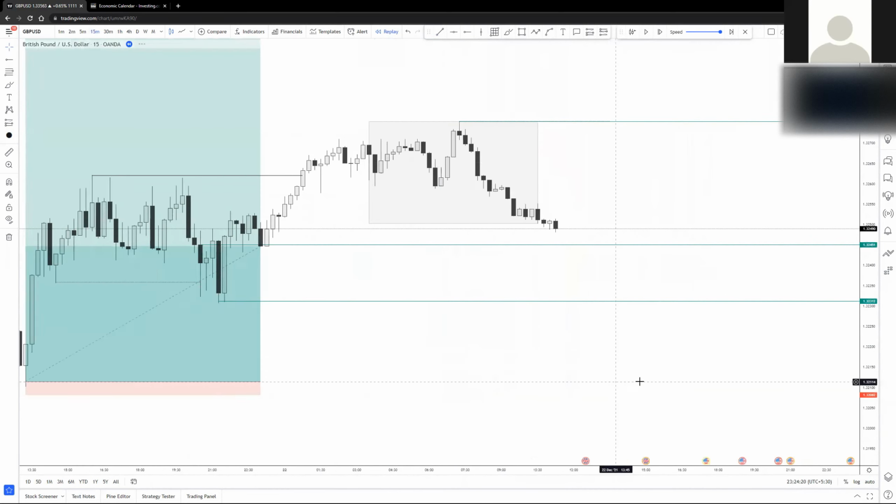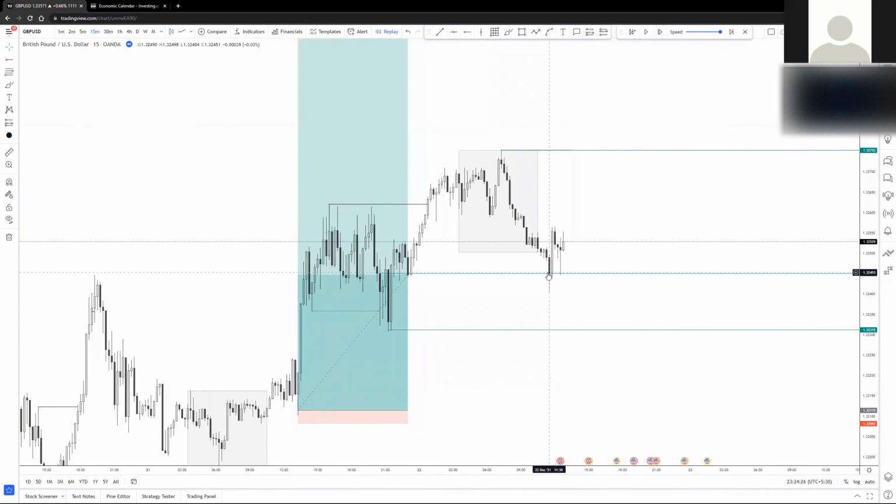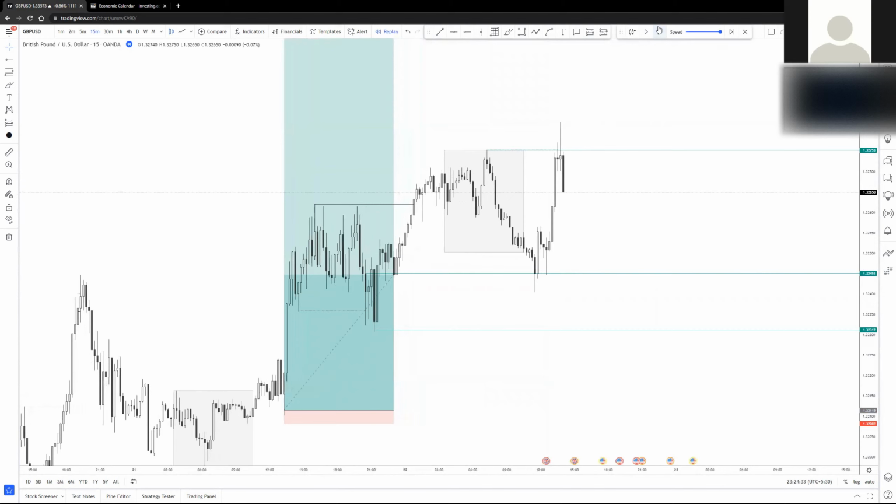But the thing is timing. Now Asia has already been taken out. And then this was my point of interest. Honestly, this was my point of interest. But then again, I missed the buy too. Then it started going up. So now look how many possibilities you have.